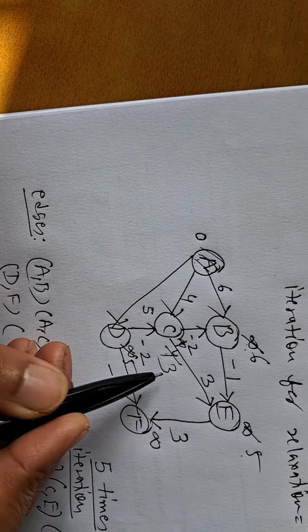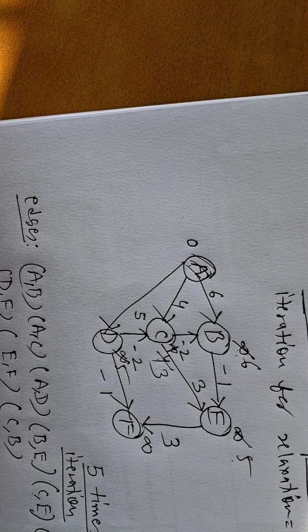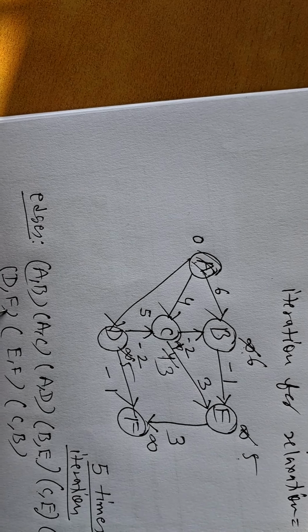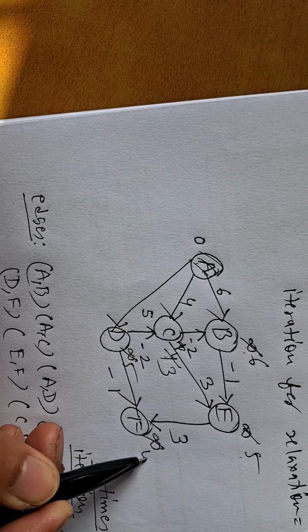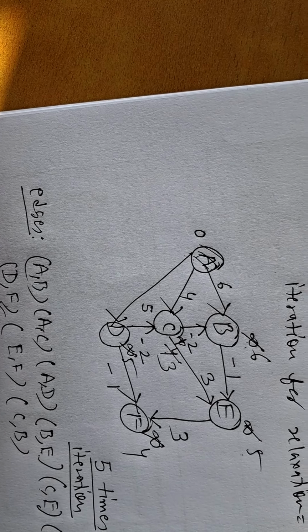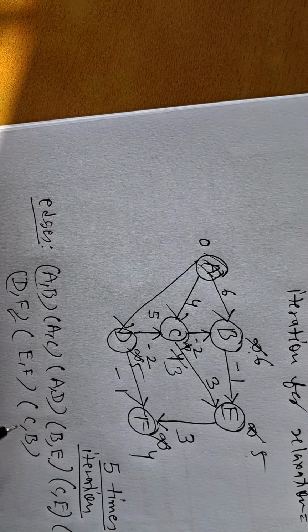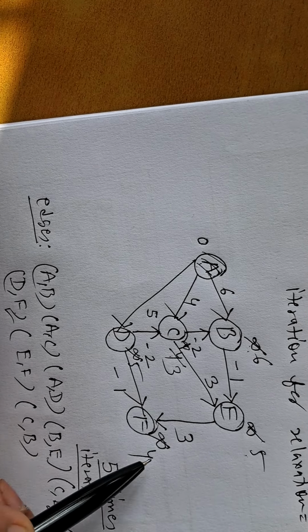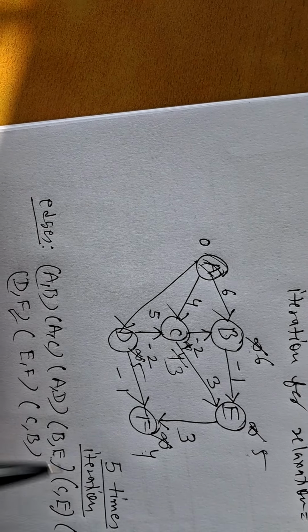After this we got 3 cost here. And then DF, we can maintain DF as 5 minus 1, so we can maintain it as 4. After this we are getting 4. And for EF, right now it's 5 plus 3, 8 we are getting, but right now it's 4. So we will not update.